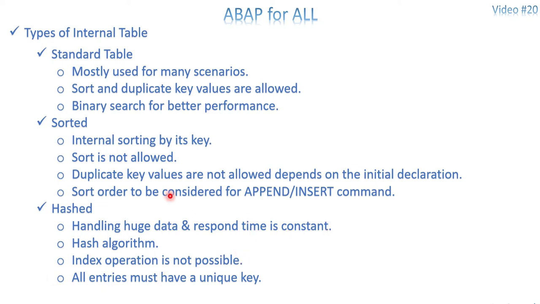All entries must have a unique key. Meaning in a sorted table, you can mention in the declaration whether you want a unique key or a non-unique key, but hashed always has a unique key. So you can mention a non-unique key for a standard internal table. Okay, so hope this covers the types of internal table. We'll see them one by one in the system.